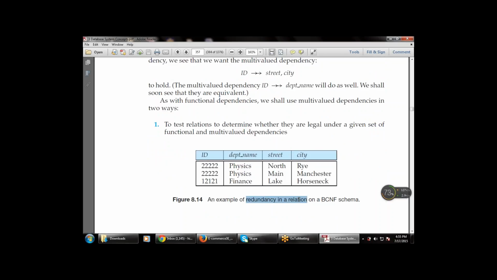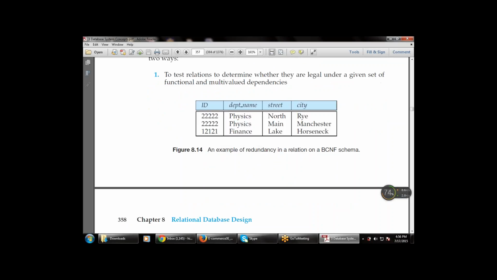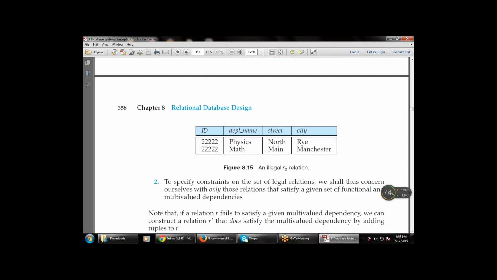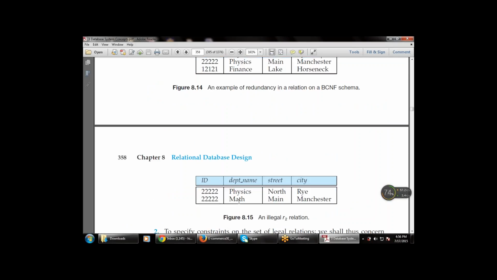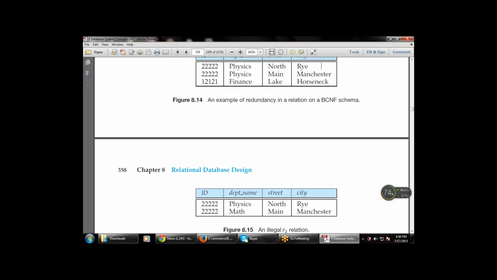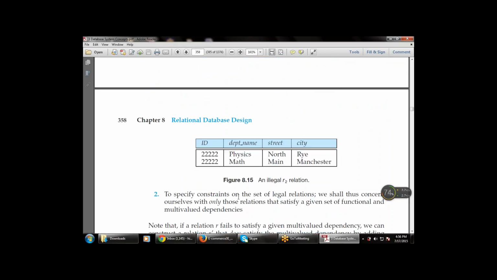To determine whether they are legal under this set, consider this example of redundancy in a relation on a BCNF schema. There is the ID, the department name, the street, and the city. This one is the legal relation, and this one is the illegal R2 relation.